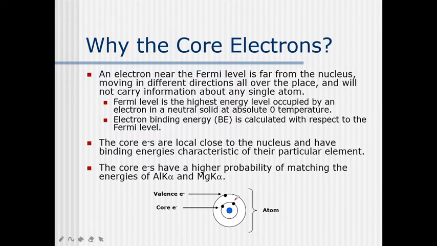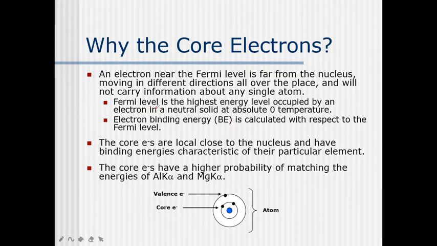What is a Fermi level? It is the highest energy level occupied by an electron in a neutral solid at absolute zero temperature. So what we understand is it is the highest energy level which is occupied by an electron in a neutral solid, that means at absolute zero temperature. This is where the electron is situated. Electron binding energy is calculated with respect to the Fermi level. So what we understand is how much the binding energy is with respect to the Fermi level.